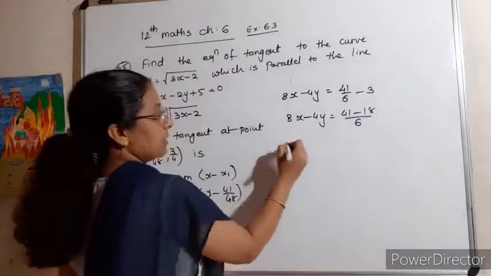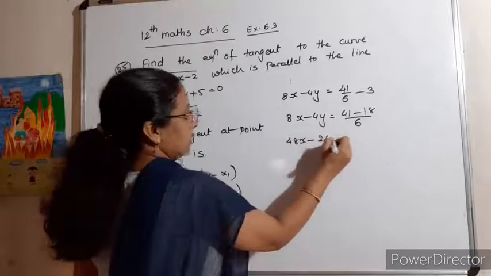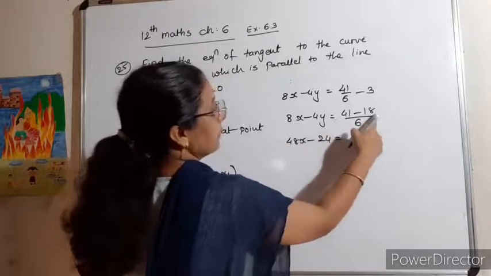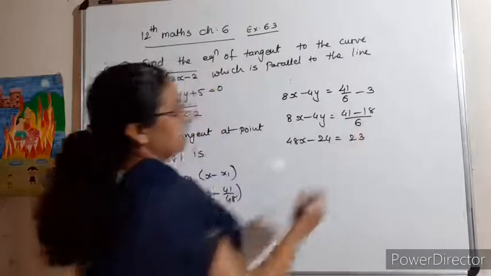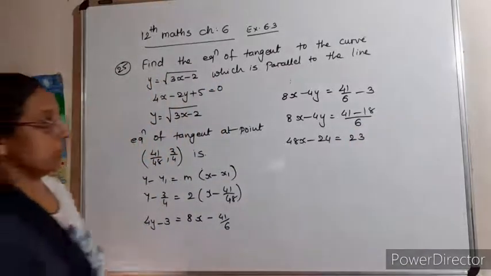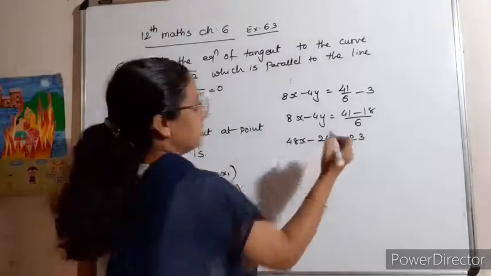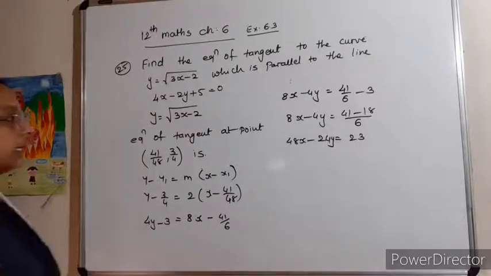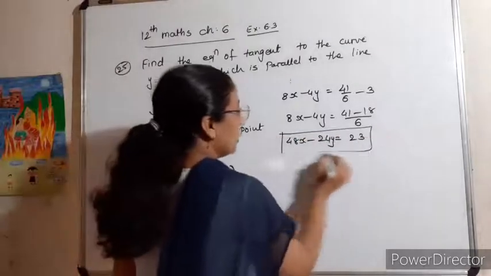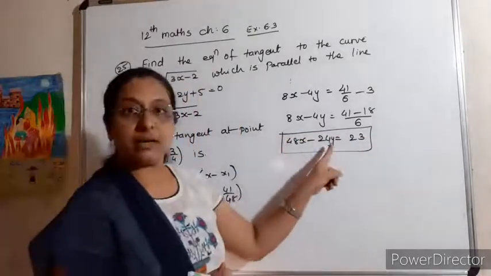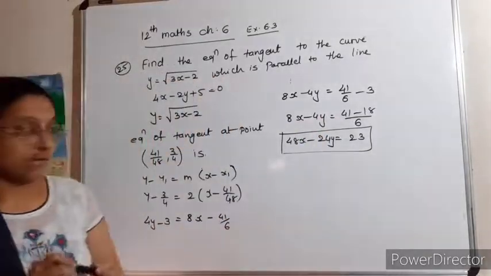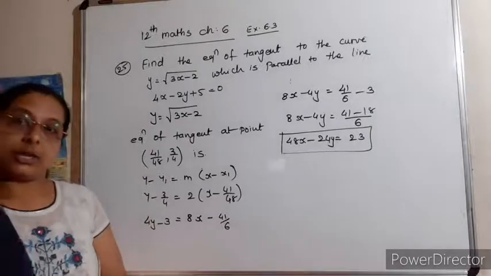So 6 coming this side. 41 minus 18. What is it? 23. Yes? Okay. So this equation of tangent is 48x minus 24y is equal to 23, or you can say 48x minus 24y minus 23 is equal to 0. So by this way you can find the equation of tangent.